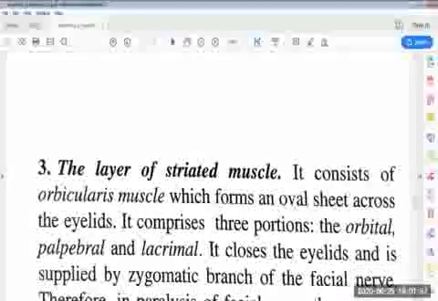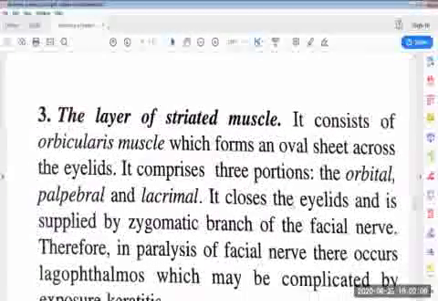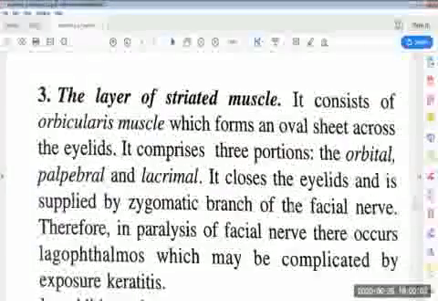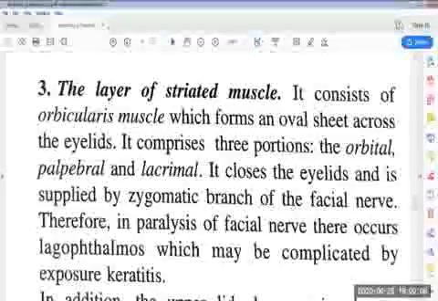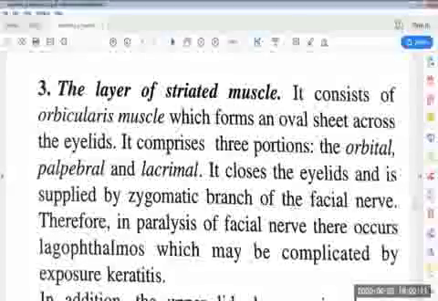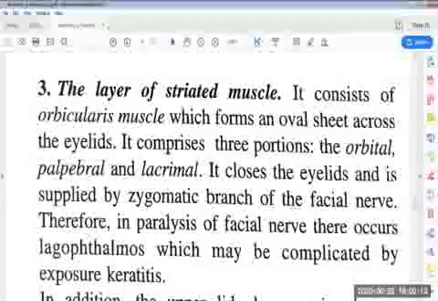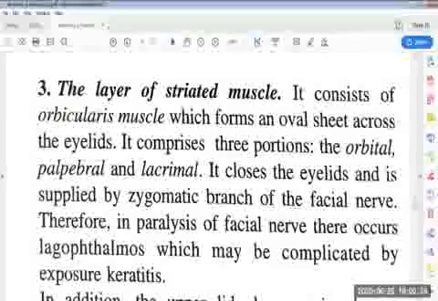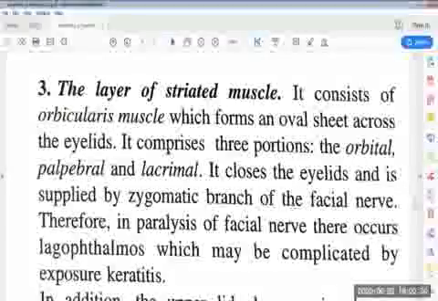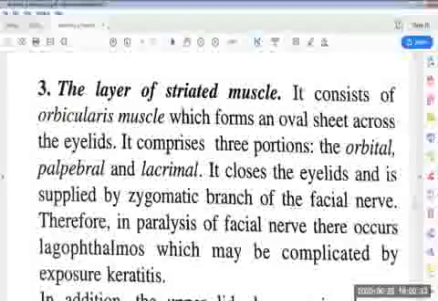Then the third layer in the eyelid is the layer of striated muscle. It consists of the orbicularis muscle which forms an oval sheet across the eyelids. It comprises three portions: the orbital portion, the palpebral portion, and the lacrimal portion. It closes the eyelids and is supplied by the zygomatic branch of the facial nerve. Therefore, in paralysis of the facial nerve, there occurs lagophthalmos, which may be complicated by exposure keratitis.